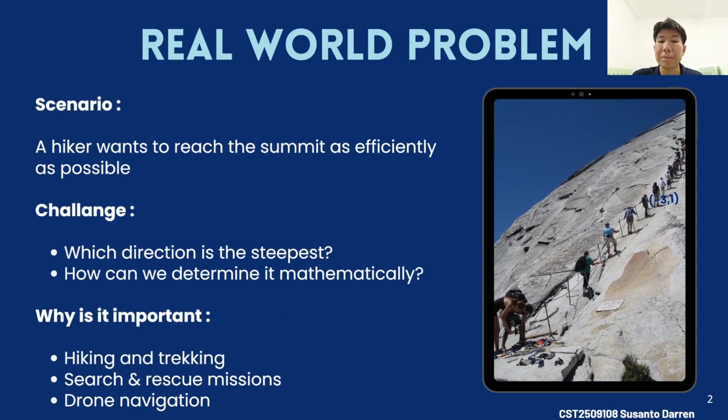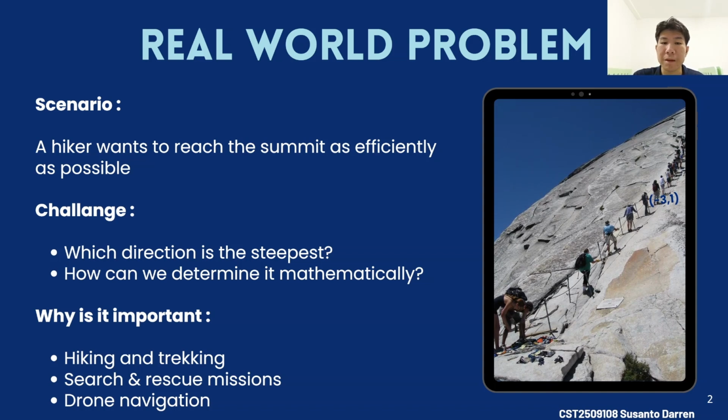So now, let's jump into the real-world problem. Imagine that you are hiking on a mountain. You want to reach the summit as quickly as possible, but you are standing at a random location on the mountain. The question is, which direction should you walk to climb uphill the fastest?